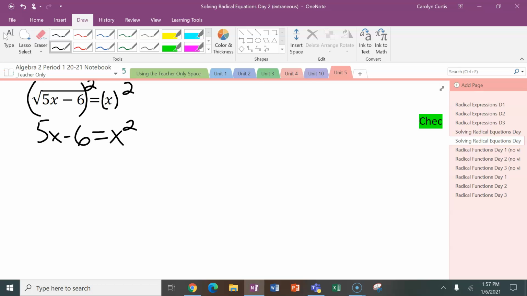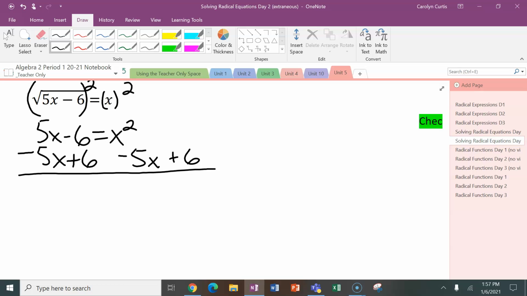So I'm going to move everything to the right side because my x squared is already there and positive, and I want it to be positive. So in order to do that, we're going to subtract 5x and add 6. Remember on the right side, you can't combine your negative 5x and 6 with anything because there's nothing else that's a like term. And on the left, we're going to be left with 0.